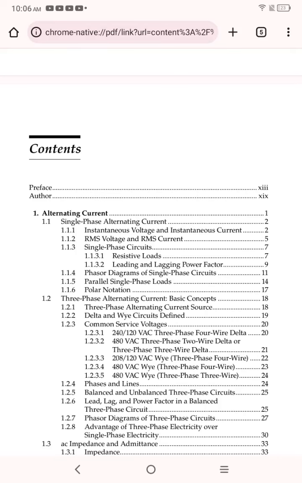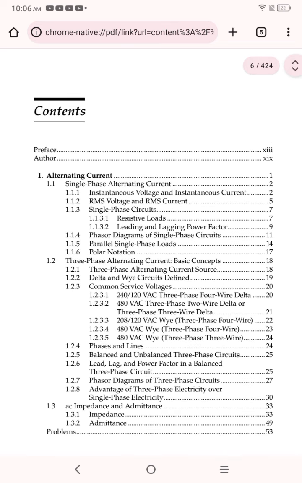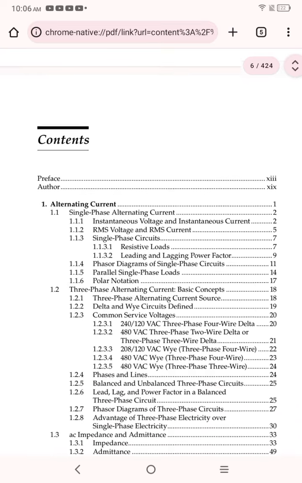So this is gonna be a quick video, part three. So I'm looking at the preface, which is the contents. So far looks pretty good.